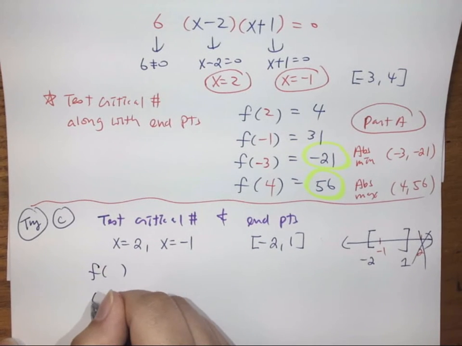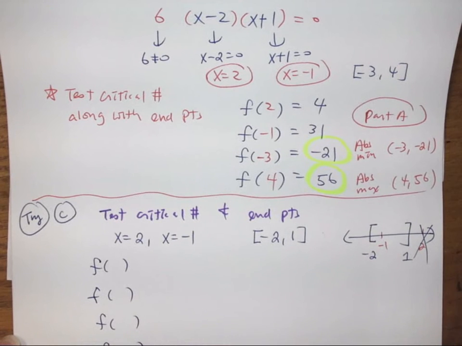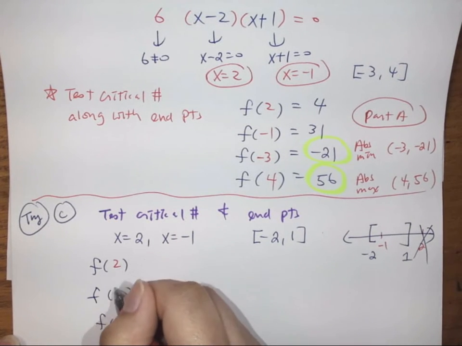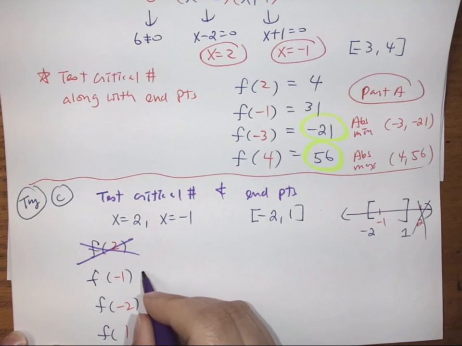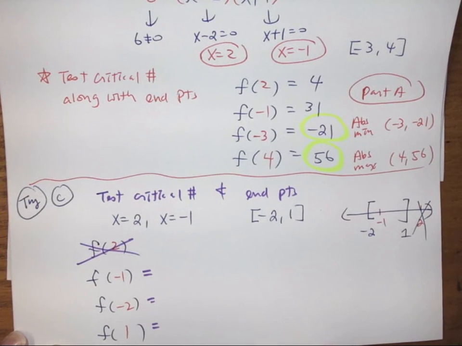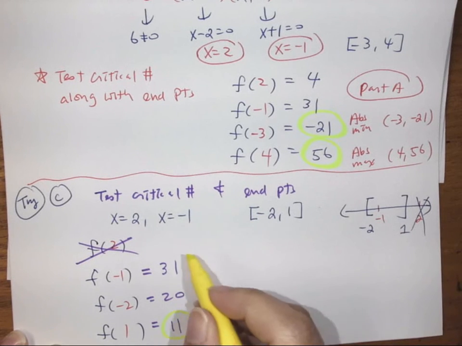When I plug in those points, normally I should plug in 4 of them: 2, -1, and then -2 and 1. But because 2 is not part of the interval, we can get rid of that. Then f of -1 equals 31, f of -2 is 20, and f of 1 is 11. So it looks like this is the smaller one and this is the biggest one.